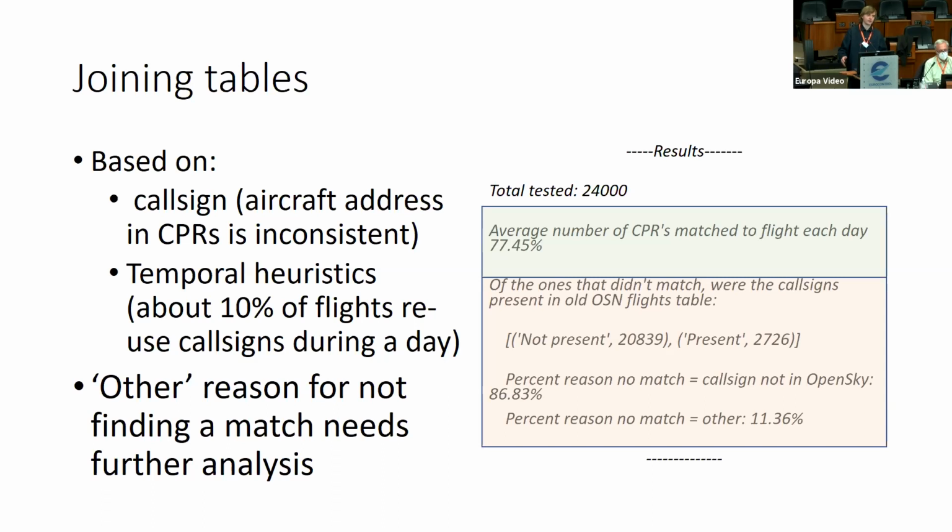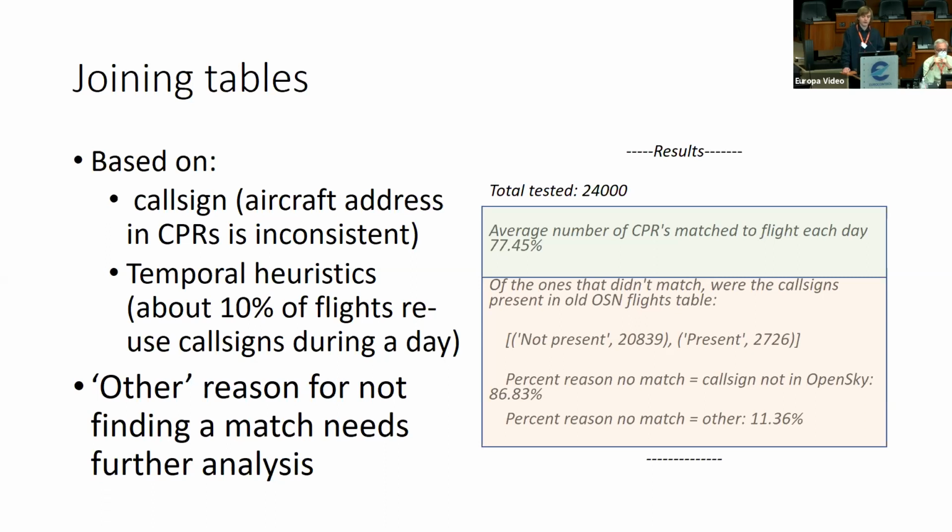So, joining the two data sets, we've done it based on call signs, as it turns out that in CPRs, the aircraft address or the 24-bit address is not too consistent, so it might cause some errors. So call sign produces better results. And as about 10% of flights every day reuse their call sign, we had to take time also into consideration to compare the data timestamps in both data fields.